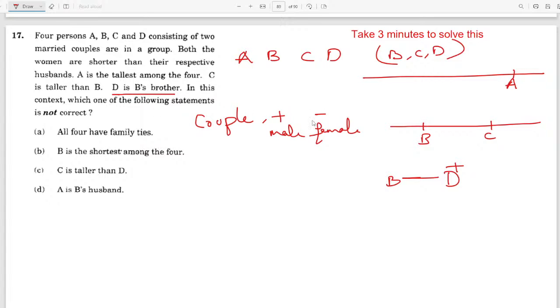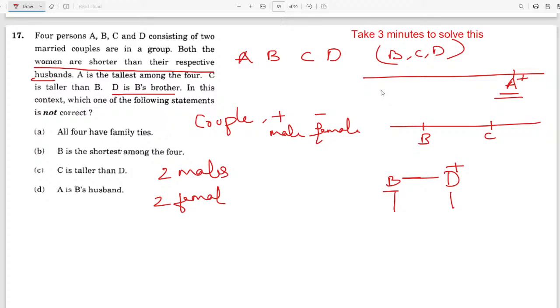So they are saying that in this context, which of the following statements is not correct. If D is positive, D is the brother of B. In this case, they have said there are 2 males and 2 females. Since it is given that both women are shorter than their husbands.